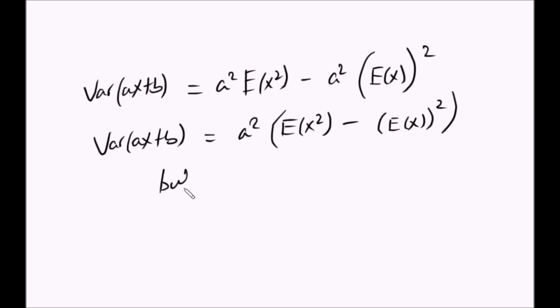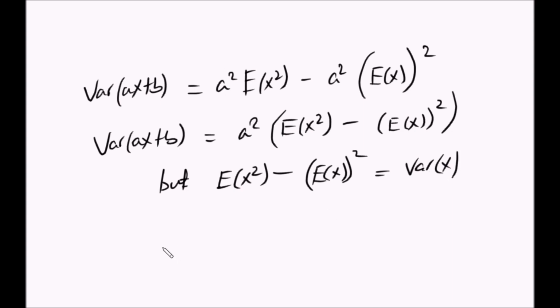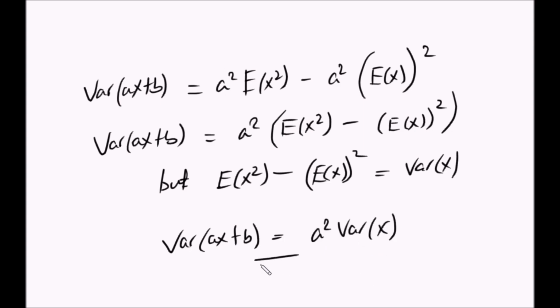But huyu hapa expectation of x squared minus expectation of x, all of it squared, ndo variance of nini hiyo? X. Kwa hiyo kumbe variance sasa of ax plus b itakuwa sasa na a squared variance of nini? Of x. So this is the third property of variance of a discrete random variable. Hence proved. Let me say see you in the next tutorial.